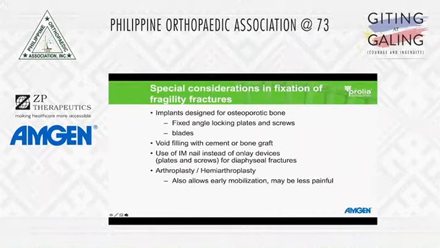So what are some of the special considerations in fixation of fragility fractures? The IOF has made a list of suggestions on how we can deal with fractures in osteoporotic bone. These include the use of implants specifically designed for osteoporotic bone, considering void filling as a strategy in the management of osteoporotic fractures, using intramedullary instead of onlay devices, and considering the use of arthroplasty or hemiarthroplasty versus osteosynthesis in hip fractures where applicable.